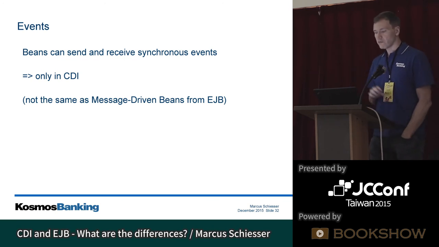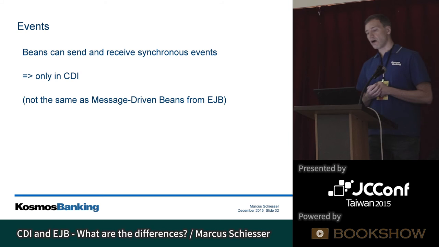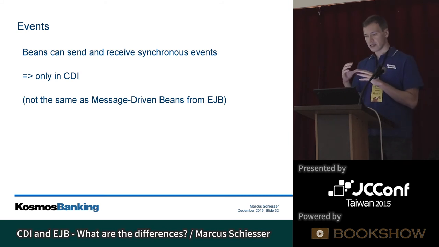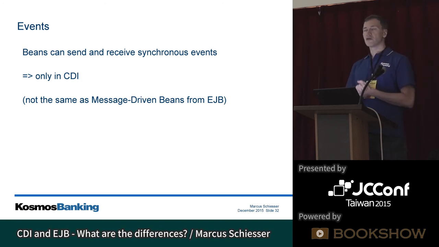Now we're taking a look at what only CDI has. In CDI, beans can send and receive synchronous events, which is very good to further decouple your application. You have fewer dependencies because you don't have a direct dependency to the information you're receiving. You basically receive an event from a third party, and you can yourself decide how you work on that. These are all virtual machine internal events, and they are global events. You can use them for domain-specific events like new customer added, or existing customer updated.